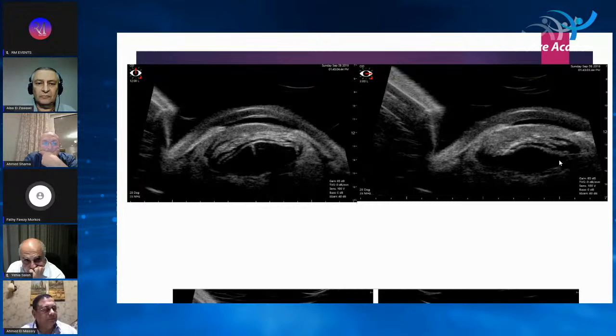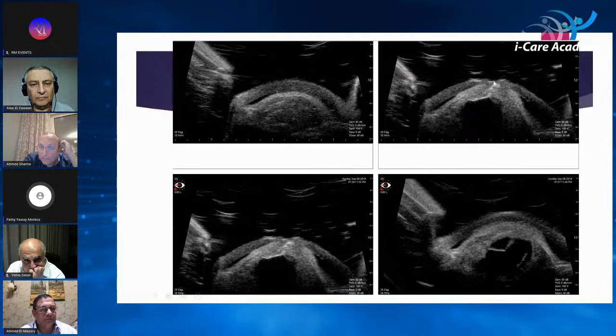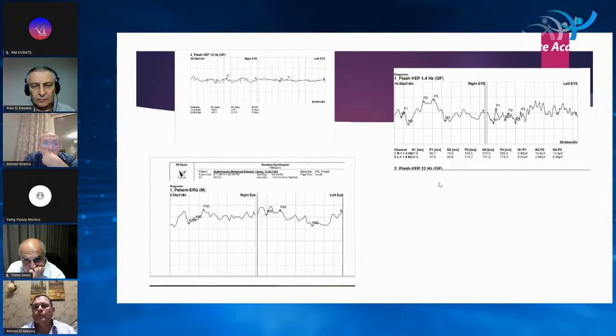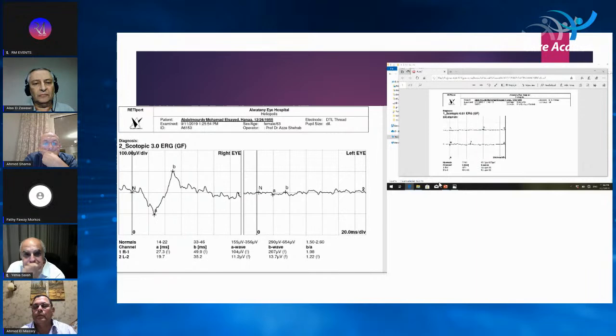This is her left eye. We can see the lens matter actually were touching the cornea and actually perforated the cornea in the left eye. This was her scan, the flat retina. Again, the electrophysiology was very disappointing because of the high intraocular pressure rather than optic nerve dysfunction.